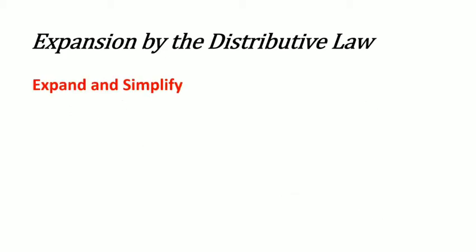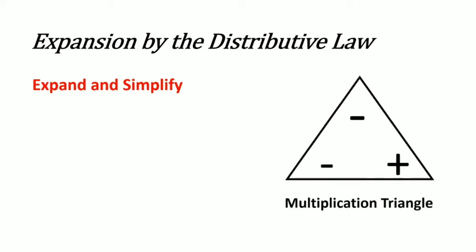Sometimes you are given an instruction to expand and simplify. This consists of two directives. The first of the two directives is to expand, and the second of the two directives is to simplify. Let's use our multiplication triangle to help us in this example. If I had this to expand and simplify, I will multiply 7 times 2x, which will give me 14x.